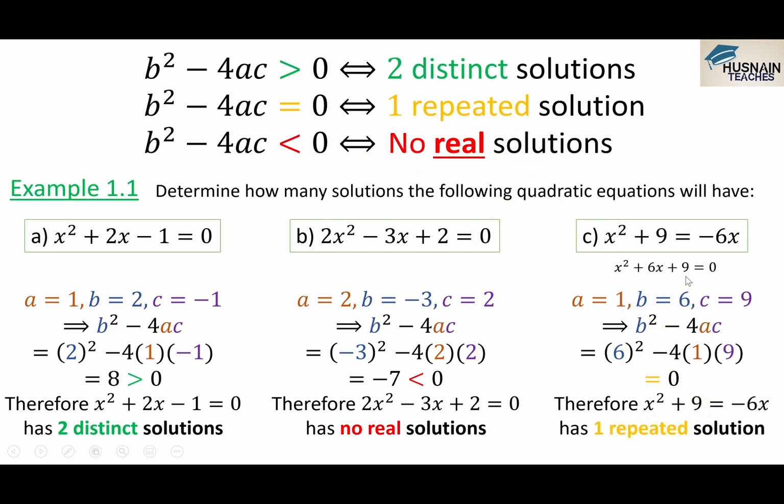And you can probably see this just from here. You can see that this is going to be x plus 3 all squared. So it's just a shift to the left by 3 units of the quadratic x squared. So it's definitely going to be just sitting on top of the x-axis, and hence one repeated solution.